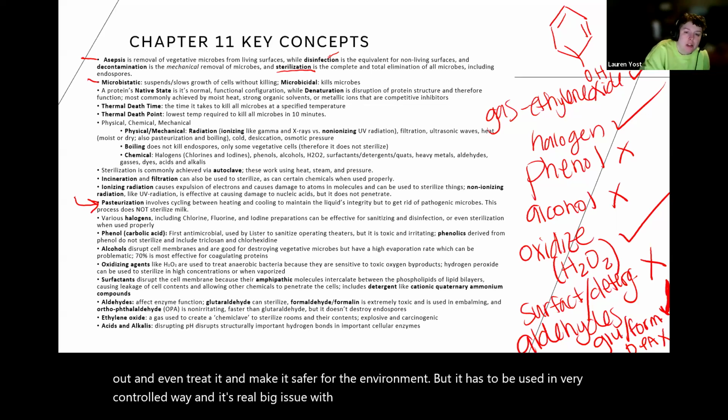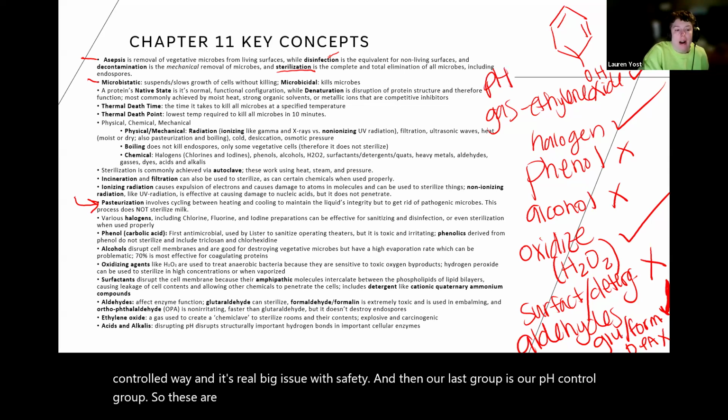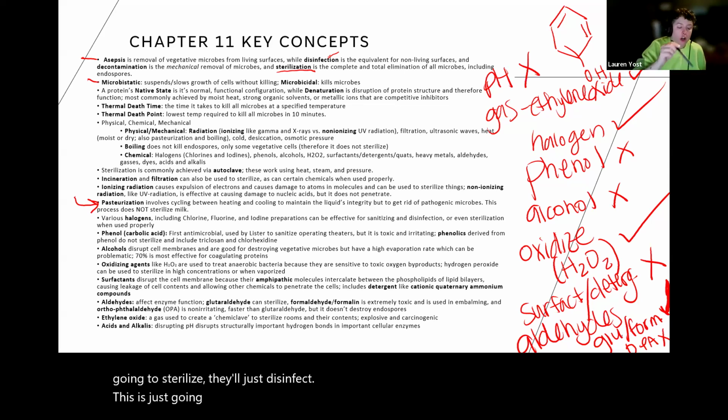And then our last group is our pH control group. So these are acids and our alkalis. Typically with how you're usually using these are not going to sterilize. They'll just disinfect. This is just going to control, like you're in a solution.